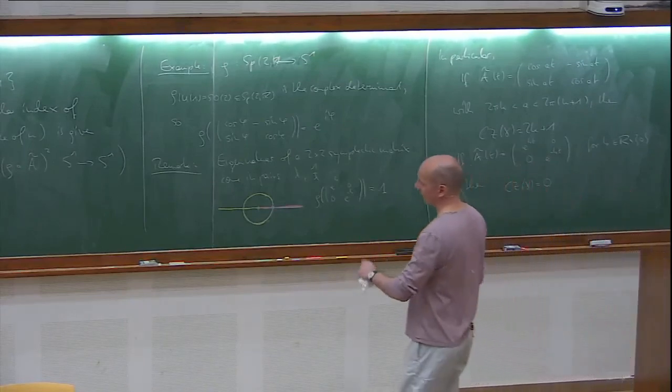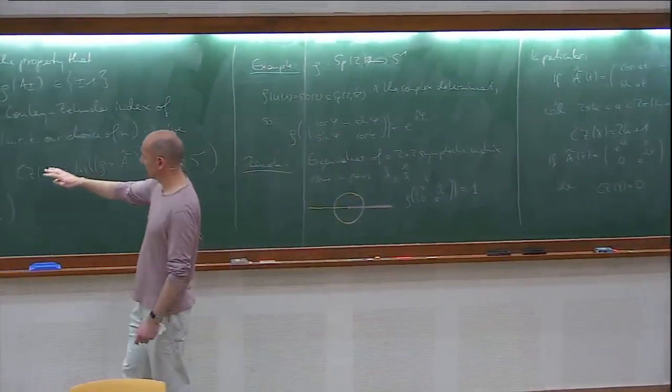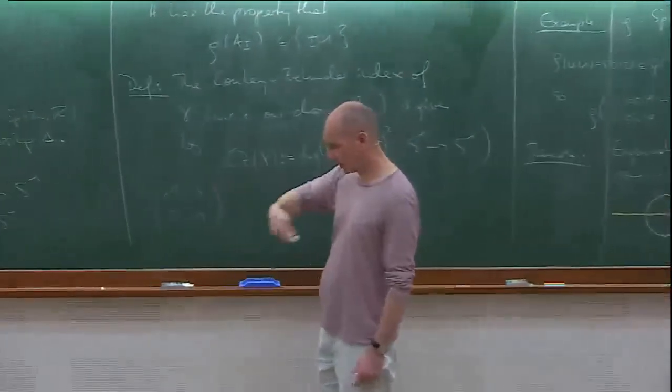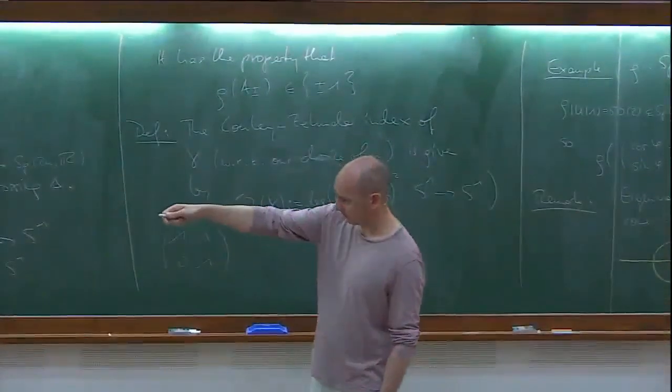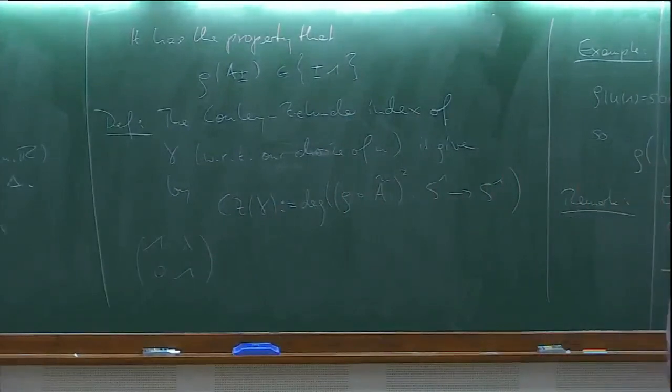Another way of saying this is that the Conley-Zehnder index is basically a kind of oriented intersection number with this Maslov cycle, with this delta, if I close up the loop.